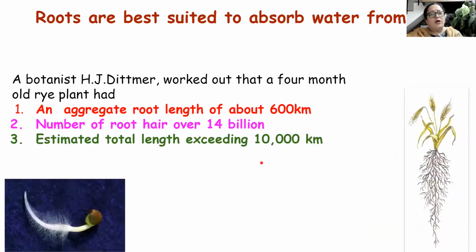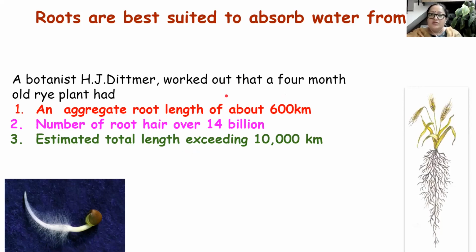Now we will be studying why roots are best suited to absorb water. This was studied by a botanist called H.J. Dittmer, who worked out on a 4-month-old rye plant. He said that the aggregate length of the entire root was about 600 kilometers. Imagine this is just one 4-month-old rye plant. The number of roots here is over 14 billion, and the estimated total length exceeded 10,000 kilometers. So this tells us why the root is best suited to absorb water.